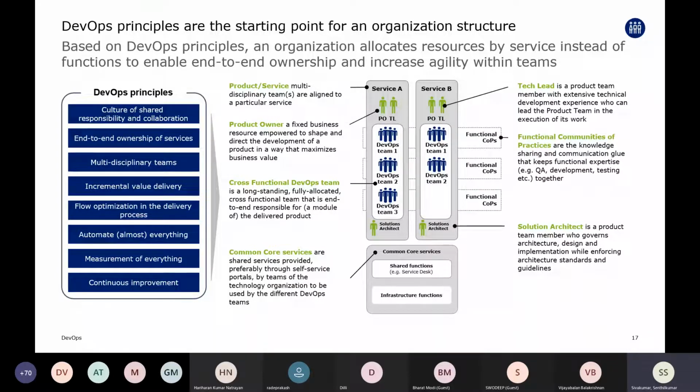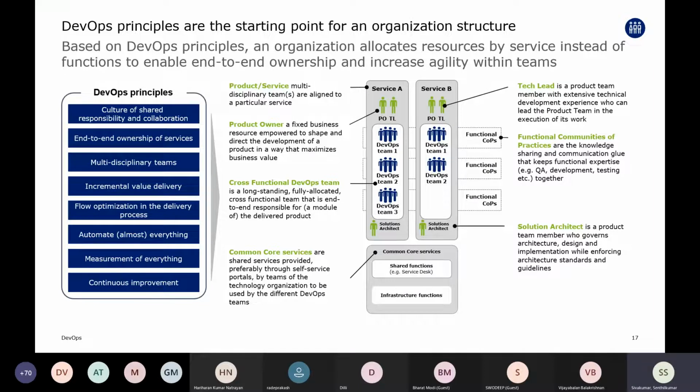For that, the tech lead and functional communities of practice will be incorporated, and the solution architect is a member who provides the governance. To enable continuous experimentation and continuous improvement of the structure for any kind of operating model, the solution architect is a product member who governs the architectural design for this scope, and they will start as the benchmark. So here the plan has been started.